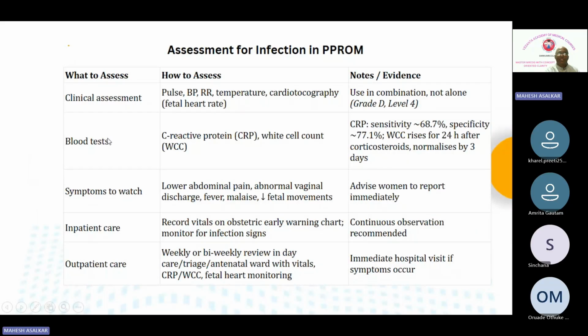So what do you do? Assessment for infection, we monitor clinically. Then CBC, that is white cell count we do. CRP we do. Then symptoms we will watch, inpatient care and outpatient. If the patient wants to go home, she can go home provided there is no chorioamnionitis, but you need to call her weekly or bi-weekly for review.